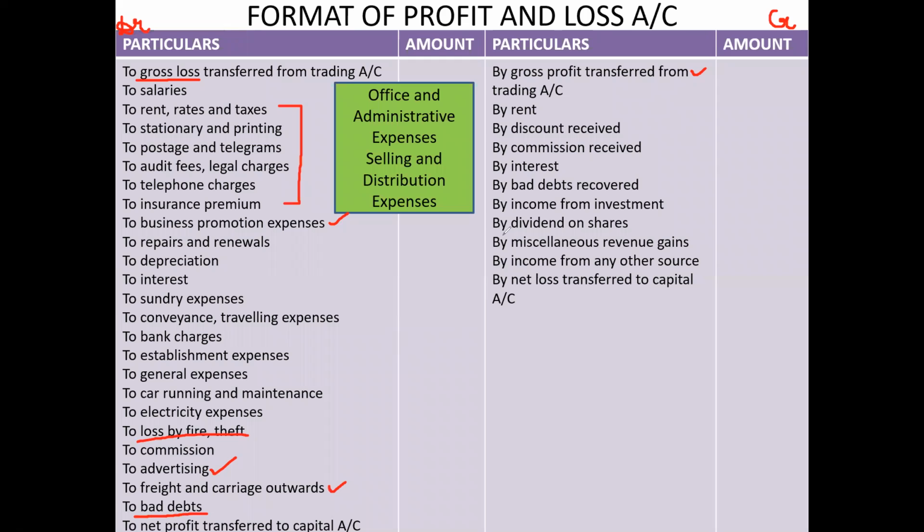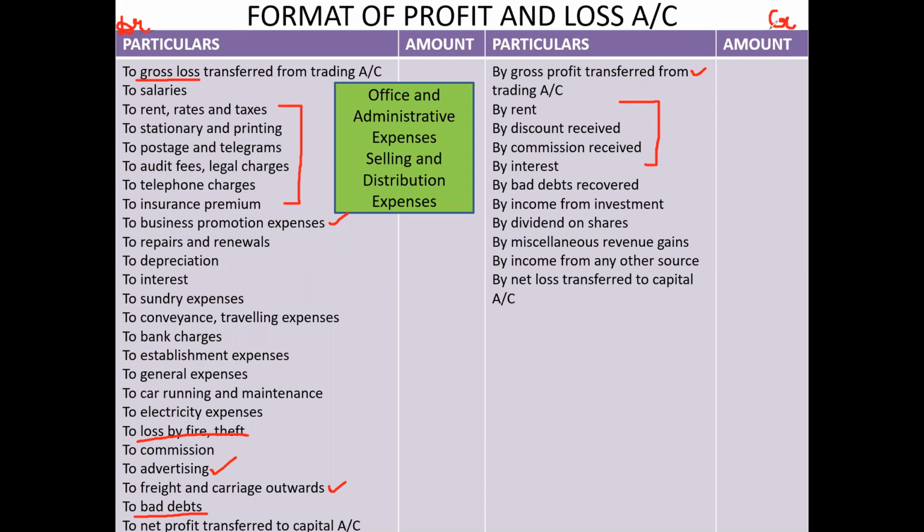On the credit side, rent received, discount received, commission received, interest received. These are all our non-operating income. Bad debt recovered, income from investments, dividend on shares, again non-operating income, miscellaneous revenue gain, and income from any other sources, again non-operating income. So all these non-operating incomes are shown on the credit side of the profit and loss account.